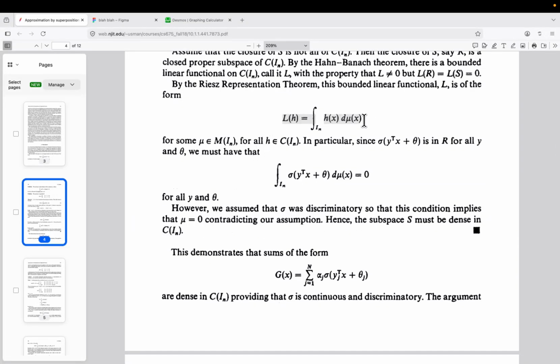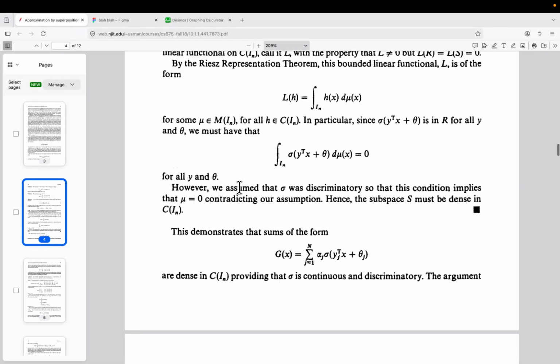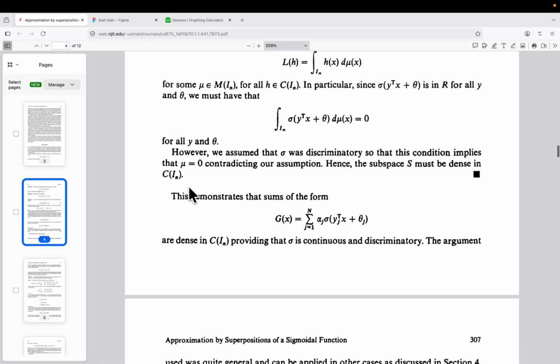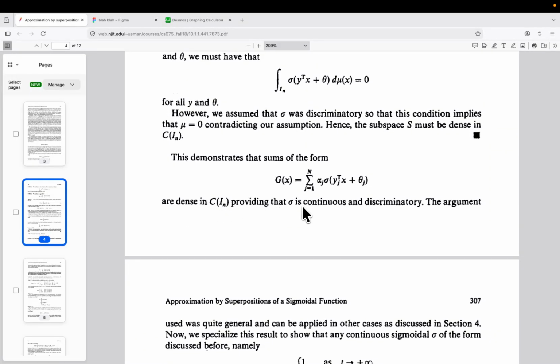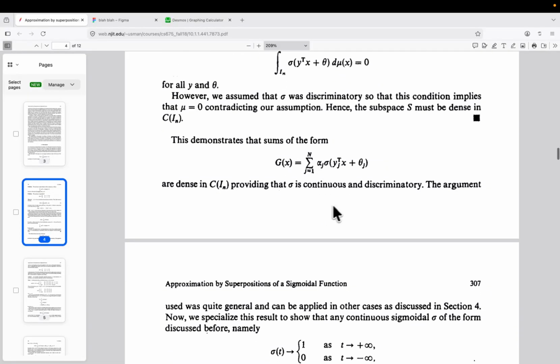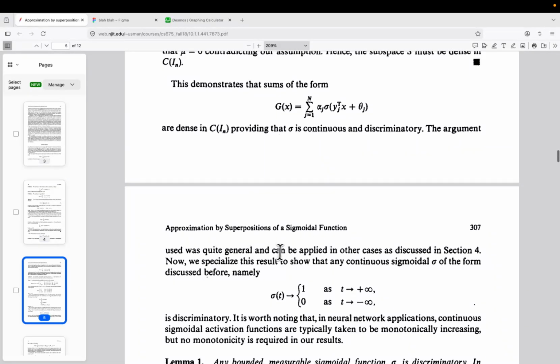Yeah, so we've defined this thing. It's an integral as I was talking about. This is literally his theorem. This is literally the practical use of his theorem. However, we assume that this is discriminatory, so this condition implies that mu equals 0. Contradiction. This demonstrates that the sums of the form, just as we were talking about, are dense in C of I_n, providing that sigmoid is continuous and discriminatory. The argument used was quite general and can be applied in other cases as discussed in section 4.